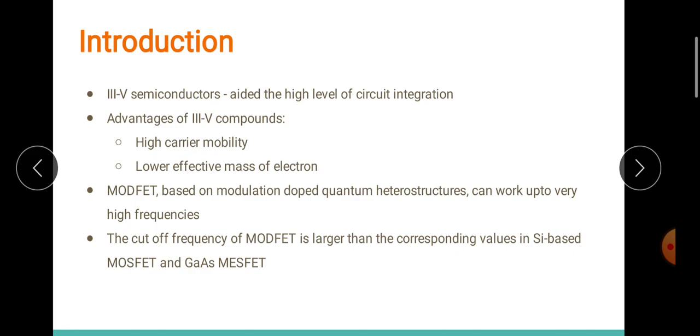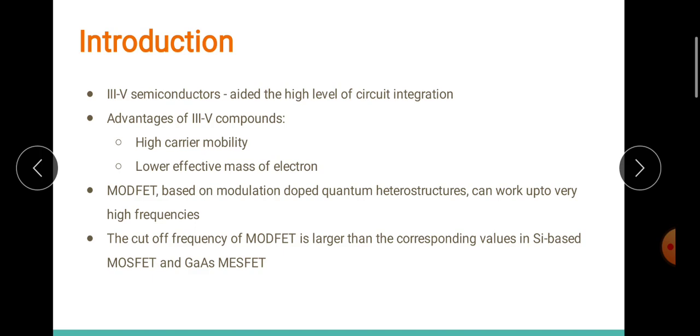What are those advantages? Number one is the extremely high carrier mobility. In fact, the carrier mobility of various third and fifth compounds, say gallium arsenide, is about one order of magnitude higher than that of silicon. It's a pretty huge value. Another thing: how is it possible for them to have such extreme mobilities? It's because of the low effective mass of the electrons. So these properties of the third and fifth compounds have helped them greatly to find a strong position in the silicon industry today.